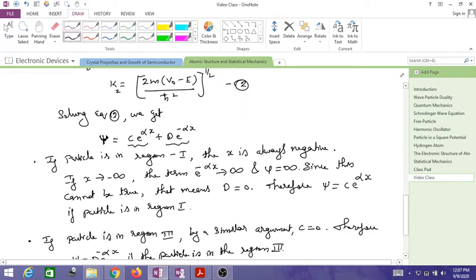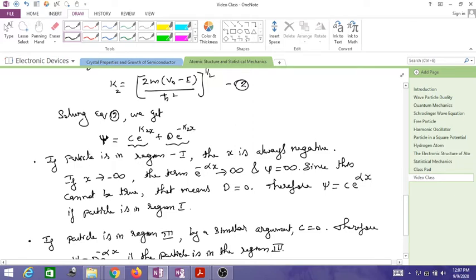So when we solve the Schrodinger equation for this case, we will get a state function psi equal to c exponential of alpha x plus d into, okay, there is a mistake here, just hold on. Rather than alpha, it should have been k2 here. So let me correct it: psi equals c into e power k2x plus d into e power minus k2x.